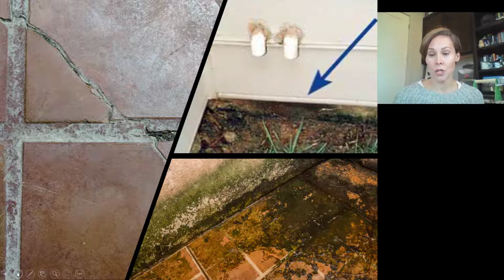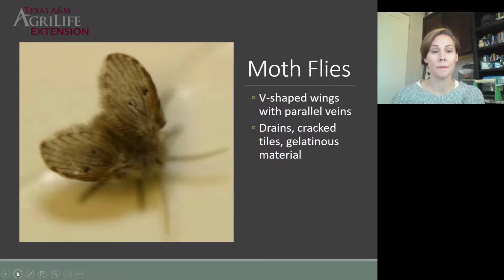Or in this situation, on what looks to be maybe some Saltillo tile, you have a lot of algae matter in those cracks and crevices, which is a perfect place for moth flies, drain flies, or phorid flies to breed.